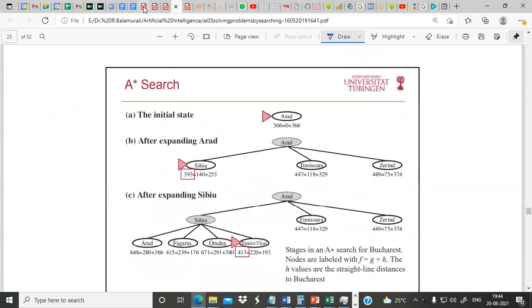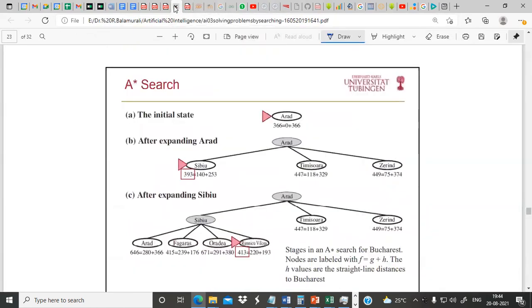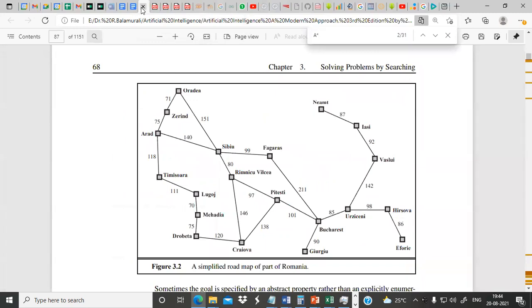We'll be using the same map we discussed, the map of Romania, and here we'll be discussing reaching from Arad to Bucharest. So our source, the starting location, will be Arad. Basically, we'll be seeing how to reach from Arad to Bucharest. That's what we are going to see. This is our starting position, the initial state, and Bucharest will be the goal state.